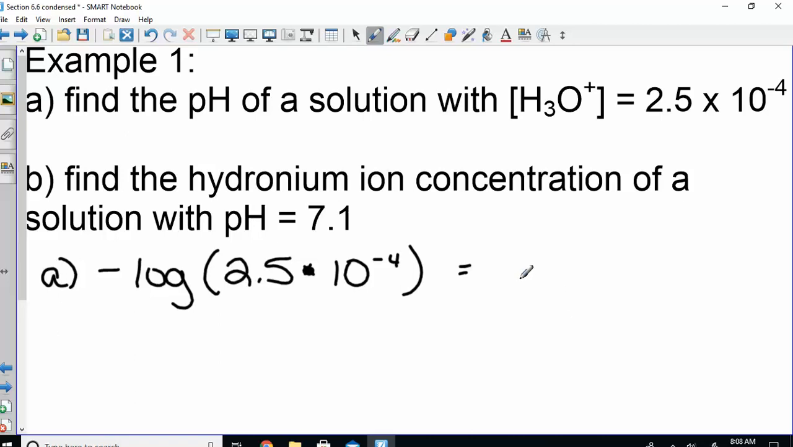Typically, pH is rounded to just one decimal place. So what'd you guys get? 3.6?